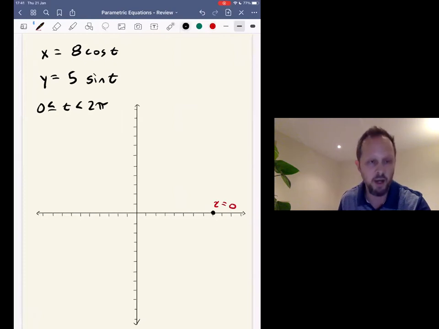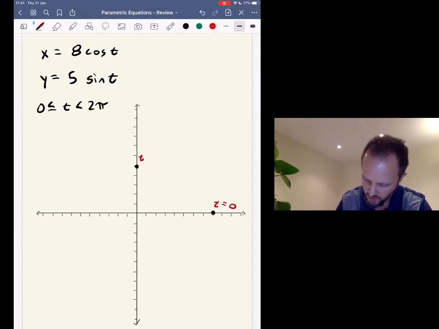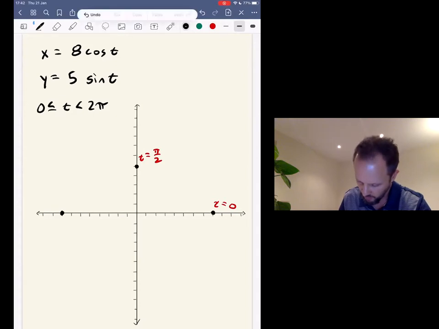Next, I'm going to plug in pi over 2 because that's going to be the next maximum. In this particular case, if I plugged in pi over 2, I'd get 0 and 5. So that takes me to here. That's when t is pi over 2. If I plug in pi, you end up getting -8, 0. And then when you plug in 3 pi over 2, you get 0, -5.